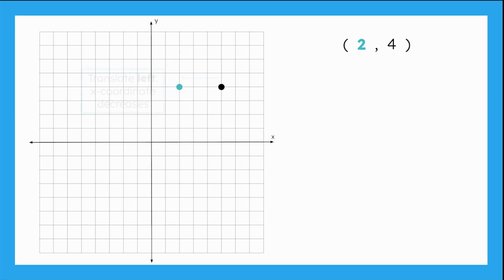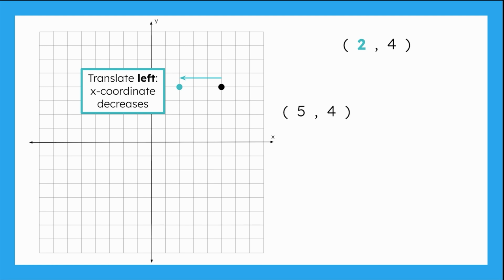As we translated the point to the left along the x-axis, the x-coordinate decreased and the y-coordinate stayed the same. That makes sense because moving horizontally only changes the x-coordinate. The starting point at (5, 4) ultimately translated left 3 units, so the x-coordinate of 5 was decreased by 3. We can generalize this translation using just the variables x and y, and write it like so.